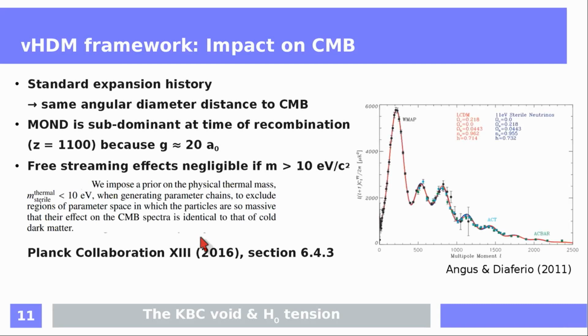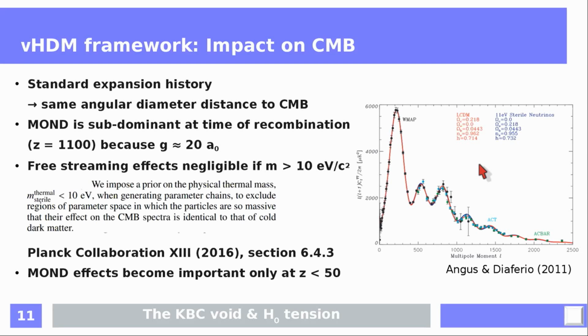Now, what is shown here is the CMB power spectrum in ΛCDM in red and in blue in the nHDM framework with 11 eV by c squared sterile neutrinos. The differences are very, very small and can't really be distinguished. There's also some adjustments that can be made to the cosmological parameters, obviously, to a very small extent, to try and remove any residual differences.